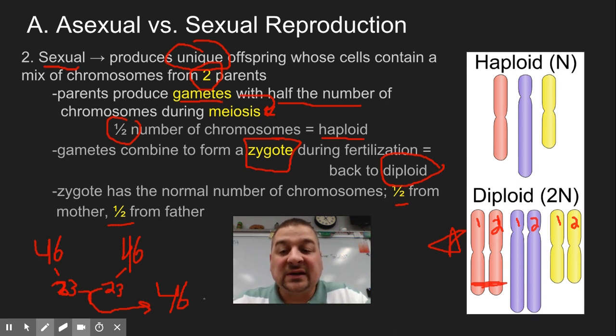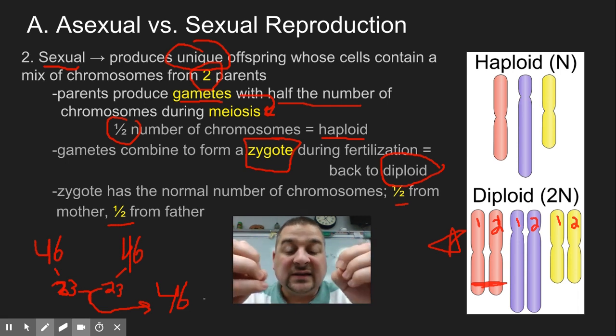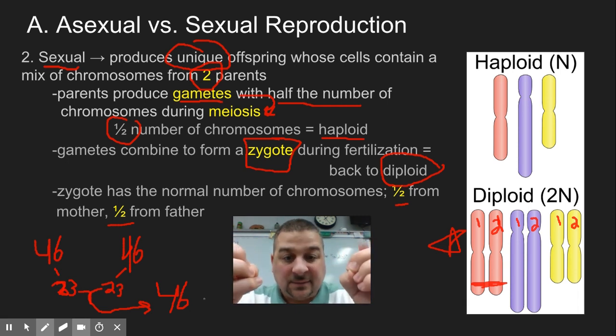But in sexual reproduction, remember, 2 parents and the offspring are genetically unique. They're different than their parents. In asexual reproduction, the parent just budded or fragmented or split into 2, so they're genetically identical. So those are 2 big differences.